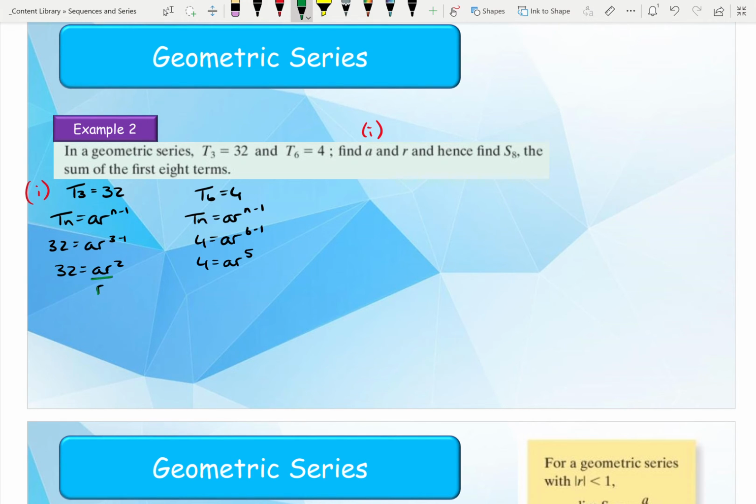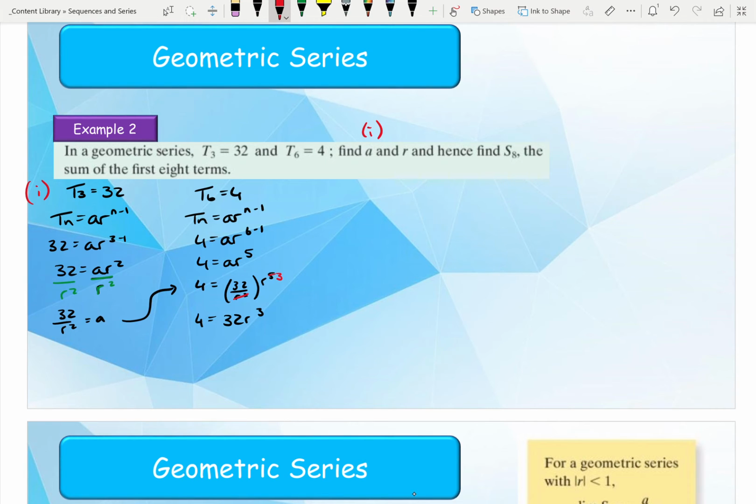So I'm going to divide both sides by r squared, which is going to give me 32 over r squared is equal to a, which I'm going to substitute in over here. So I have 4 is equal to 32 over r squared by r to the power of 5. Again, I'm going to see here 5 take away 2, which is my rule with indices. It's going to leave me with r to the power of 3. So now I'm going to have 4 is equal to 32 r cubed.